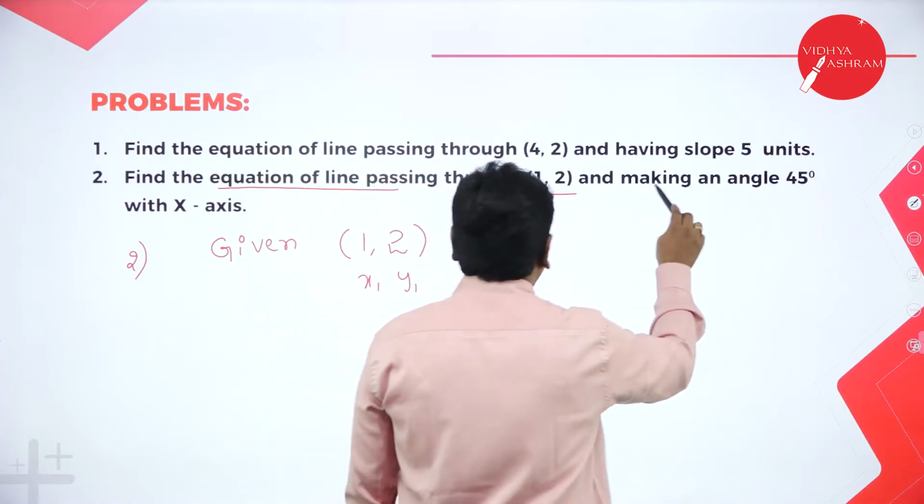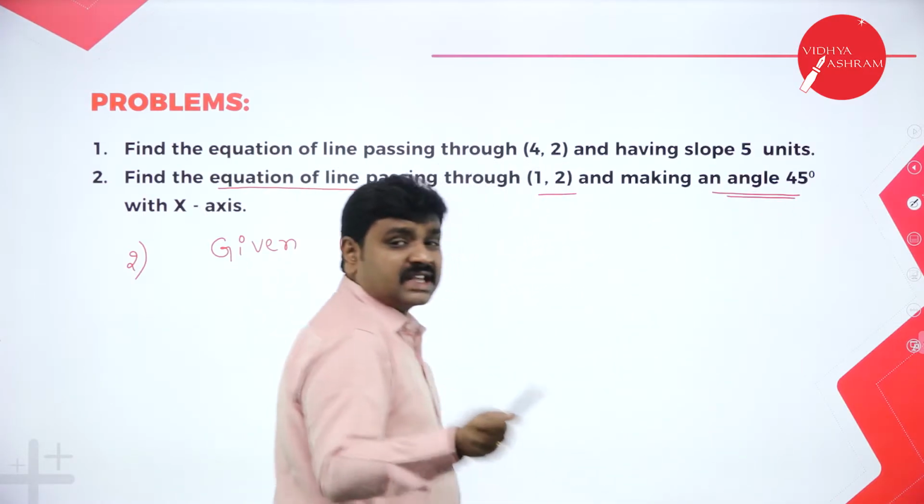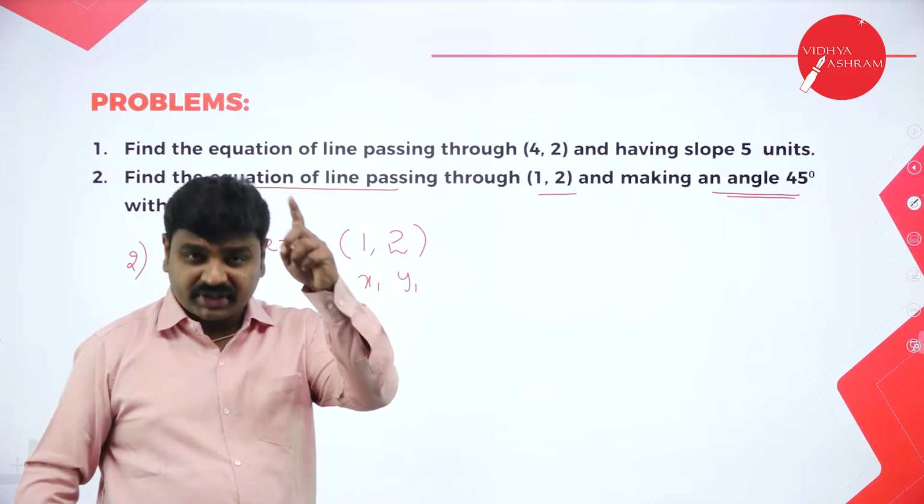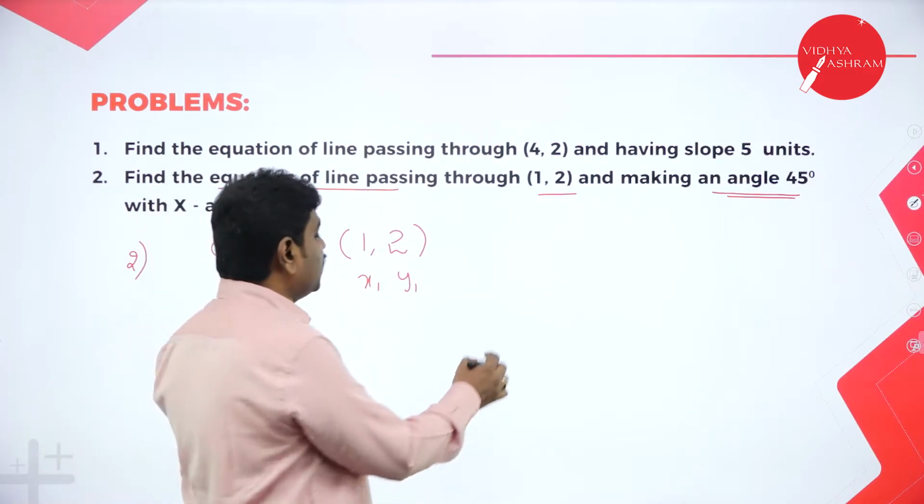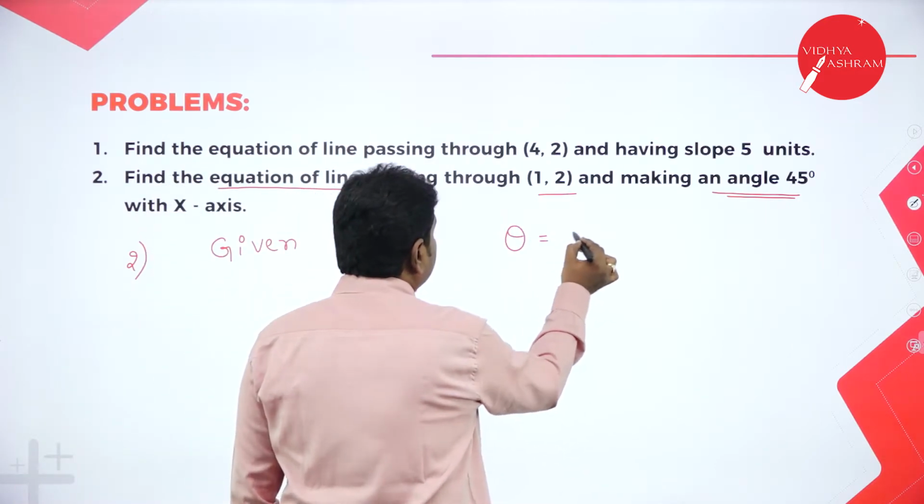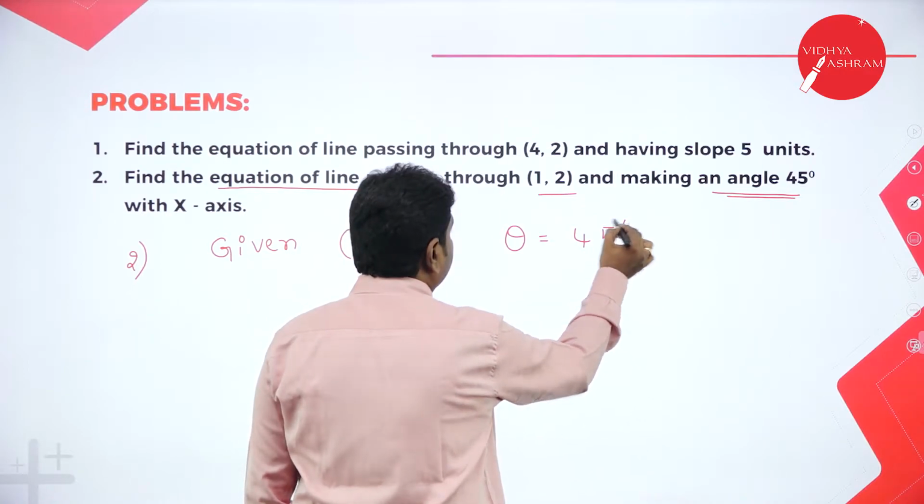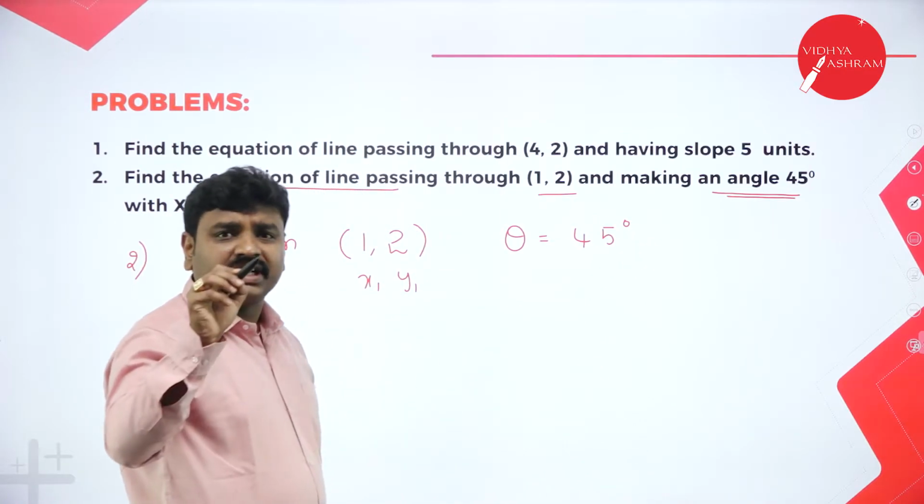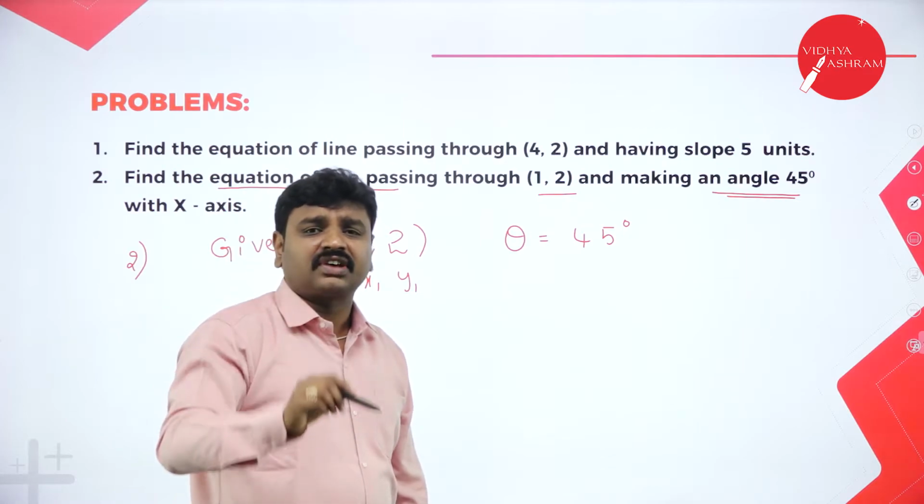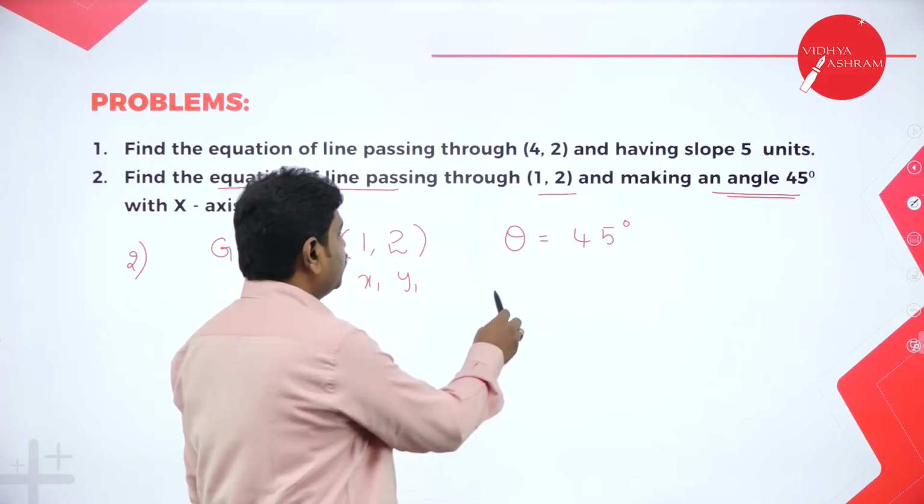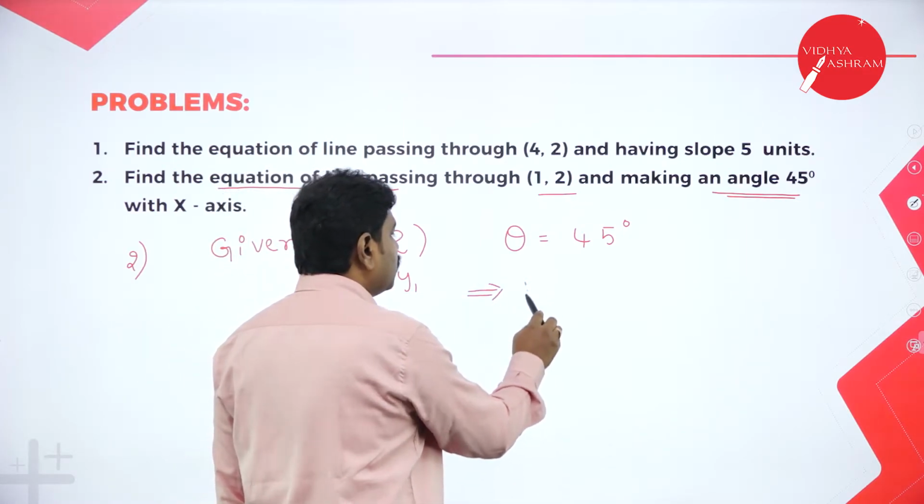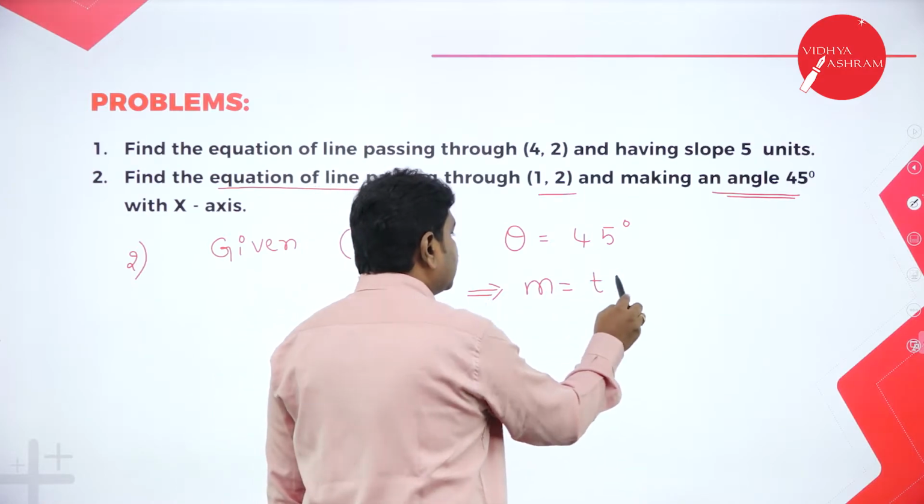Makes an angle 45 degrees with x-axis. In my first session, I taught you the angle made by the line with x-axis is theta. They give theta. Theta is 45 degrees. If you know theta, the angle made by the line with x-axis, you can find slope. So from this, can I find slope? m is equal to tan theta.